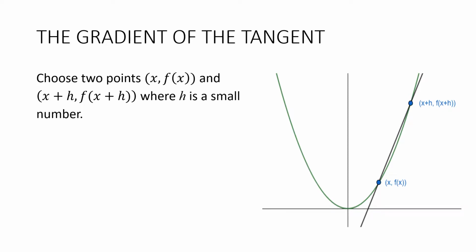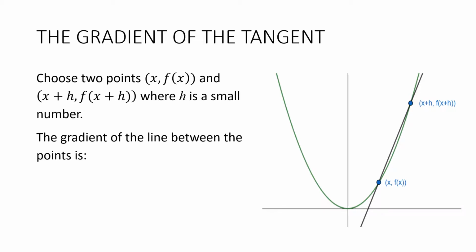So let's choose 2 points. Here's the first one, x and f of x. So that's the y coordinate. And then I'm going to put another point up here and I'm going to call it x plus h. So it's x plus a little bit. And its corresponding y value is going to be f of x plus h. So I hope you're comfortable here with my notation. H is meant to be a small number. I've drawn it quite big on the graph so you can see it.